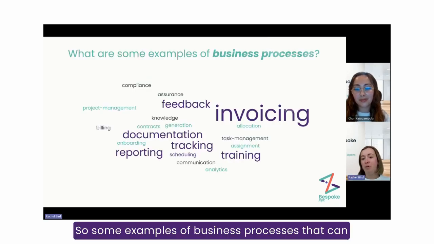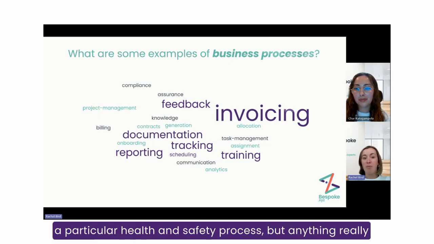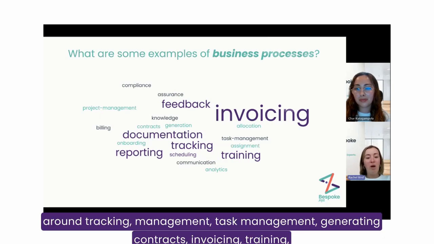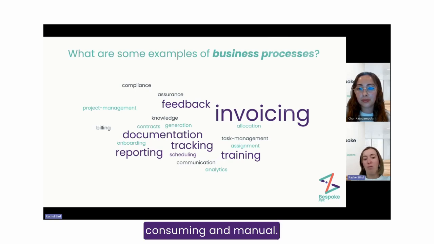Some examples of business processes that can really benefit from automation are things around compliance and health and safety. Today's demo is going to be looking at a particular health and safety process. But anything really around tracking, management, task management, generating contracts, invoicing, training analytics. These are all areas of the business that can really benefit from some automation and are processes that are often quite time consuming and manual.